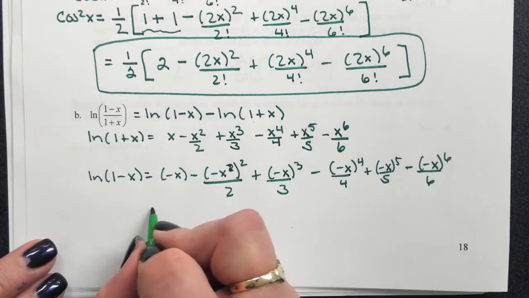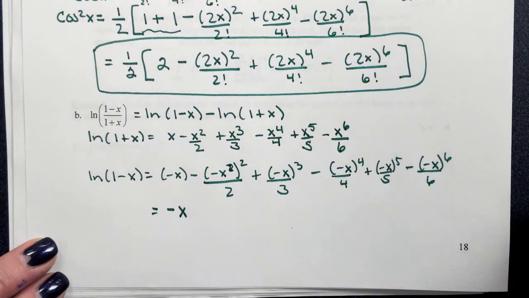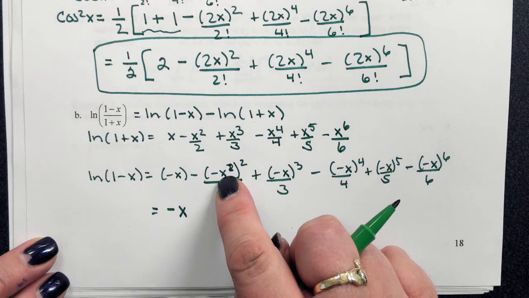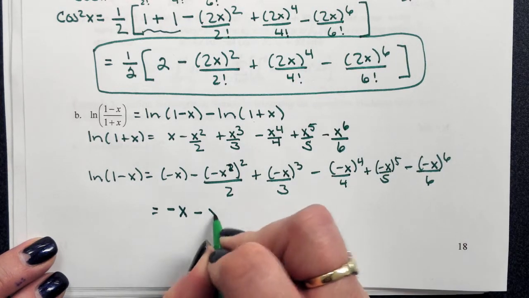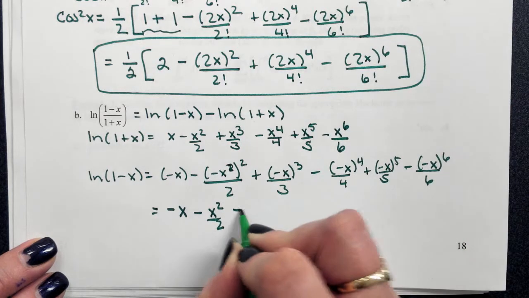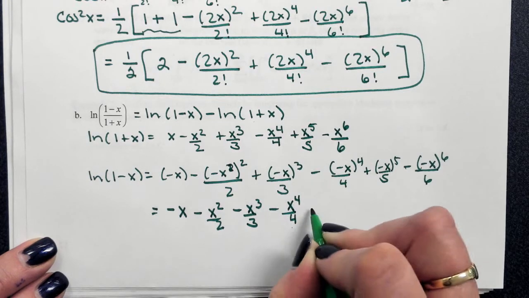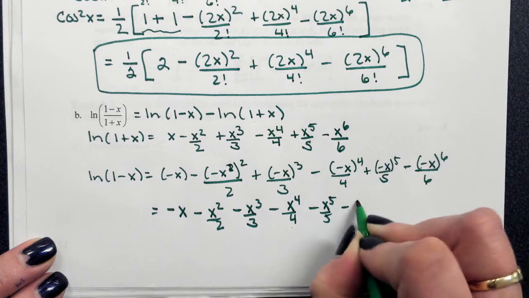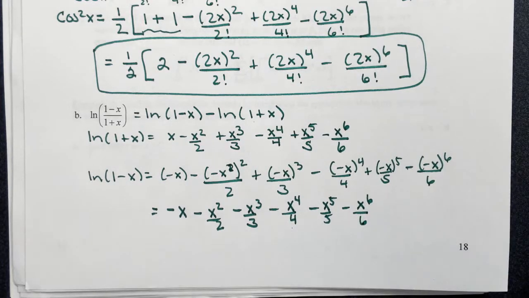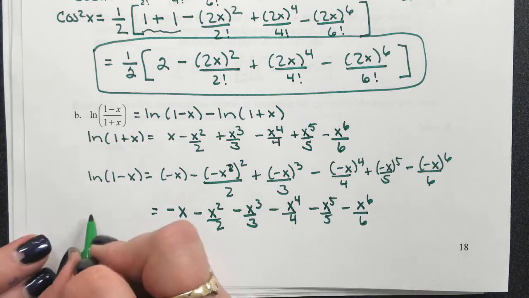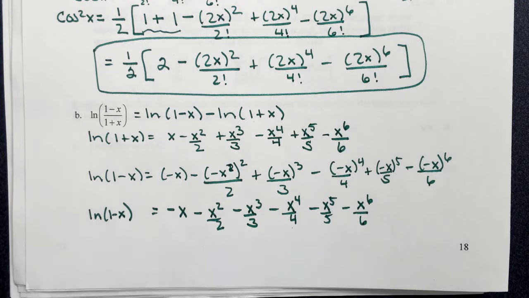And when I simplify that, that's going to give me a negative x. When I square negative x, that's going to be a positive, so I'm still going to have a minus x squared over 2. This is going to be a minus x to the third over 3, minus x to the fourth over 4, minus x to the fifth over 5, minus x to the sixth over 6. So this is what your natural log of 1 minus x is. Any questions on how I have generated the Maclaurin series for the natural log of 1 plus x and the natural log of 1 minus x?